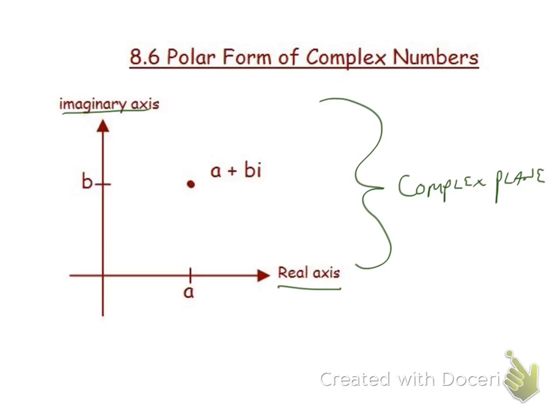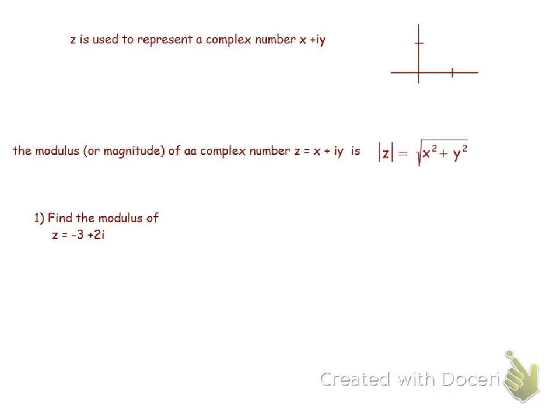So this point a plus bi is a on the real axis part, b on the imaginary axis part, and that's the point a plus bi. z is a common variable used for a complex number. So if z is used to represent this complex number x plus iy, that would mean this is x on the real axis, y on the imaginary axis, and it would end at the point (x, y). And that represents that complex number x plus iy.